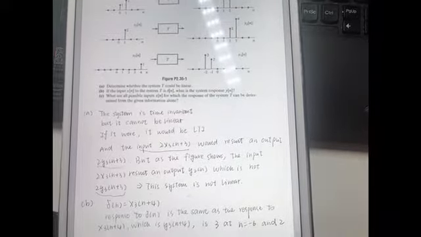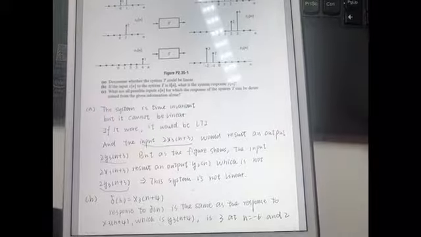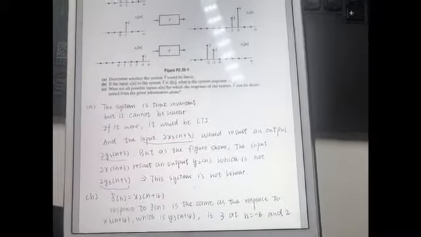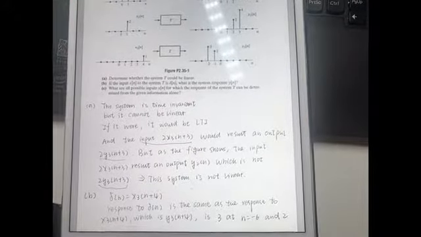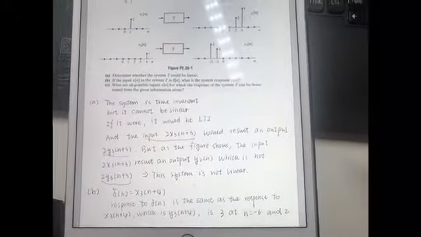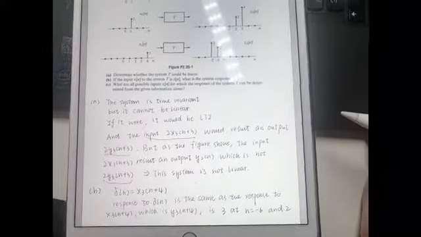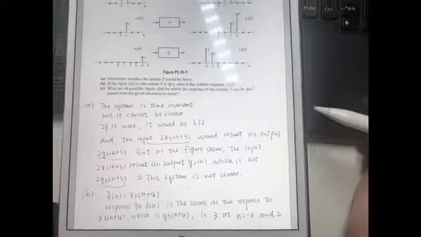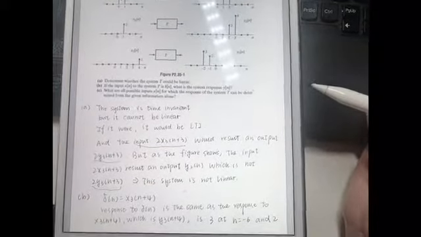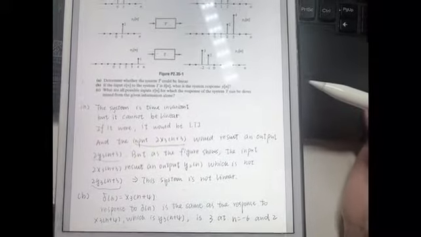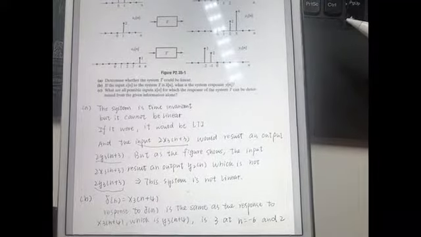This is contradictory. So the system is not linear. Question B. If the input x of n to the system T is the impulse function, what is the system response?